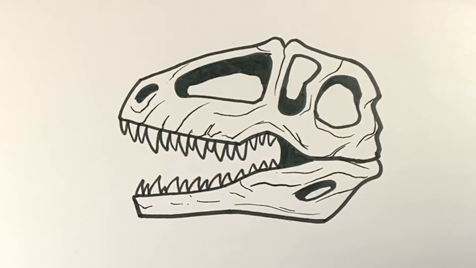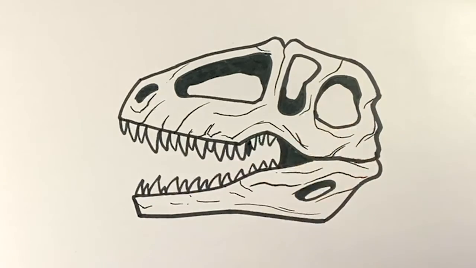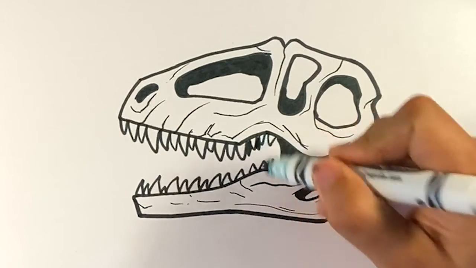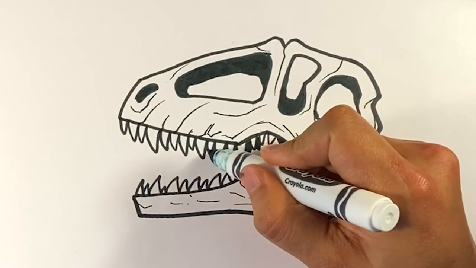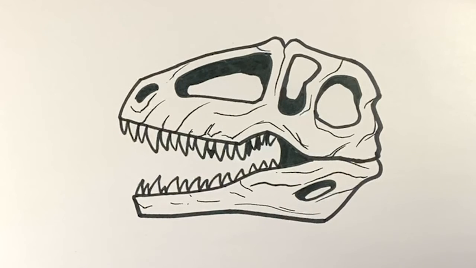All right, there you go. That is it. The one other thing you might be able to do is draw teeth in the back right there, and then fill that in. But that's not even really necessary. You don't have to do that. All right, that's it. That's a Giganotosaurus skull from Jurassic Park or Jurassic World Dominion.